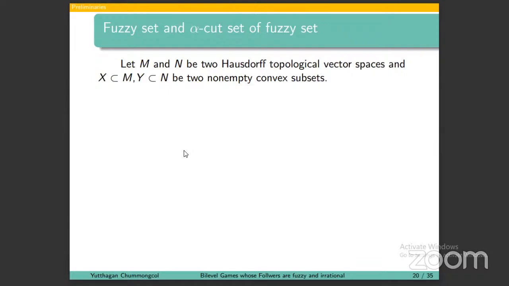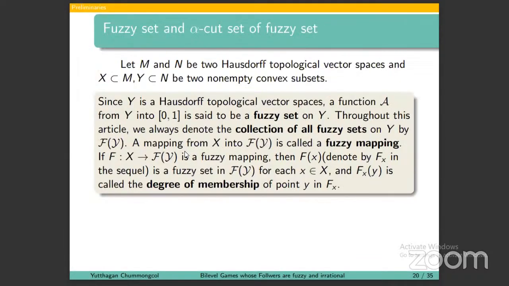Next, we will talk about fuzzy sets and cut sets of fuzzy sets. Let M and N be two Hausdorff topological vector spaces, X a subset of M, Y a subset of N, and B a non-empty convex subset. Since Y is a Hausdorff topological vector space, a function capital A from Y into this is said to be a fuzzy set on Y. We denote the collection of fuzzy sets on Y by capital F of Y. A mapping from X into capital F of Y is called a fuzzy mapping.